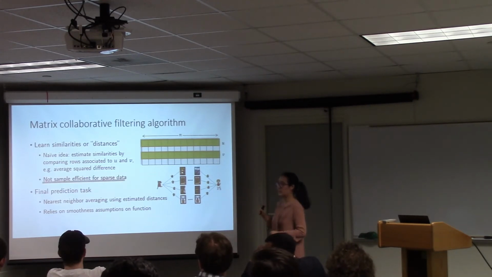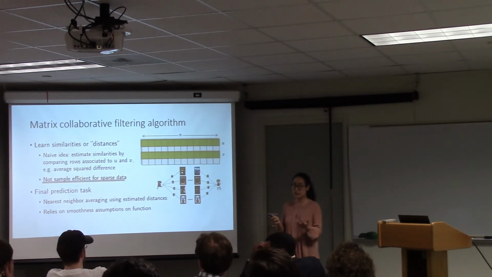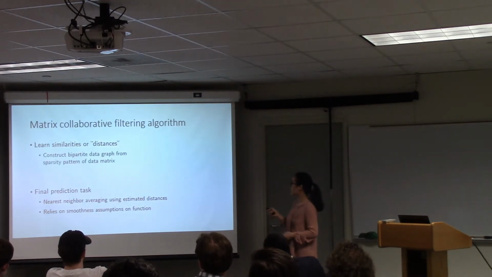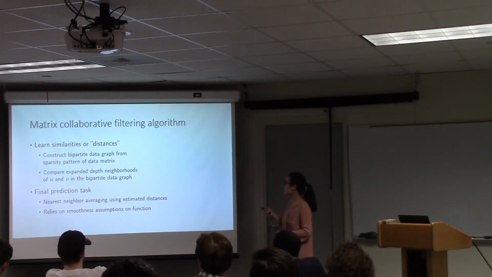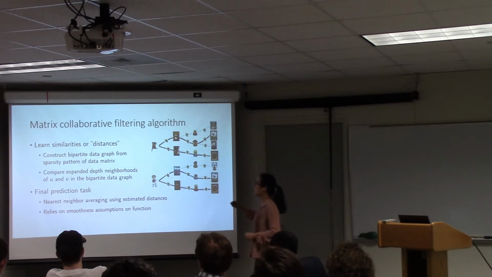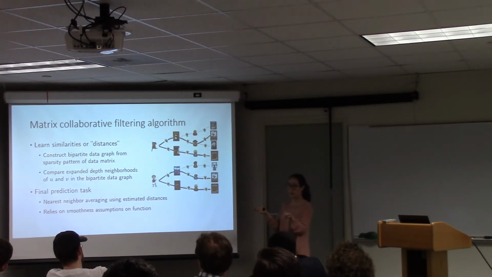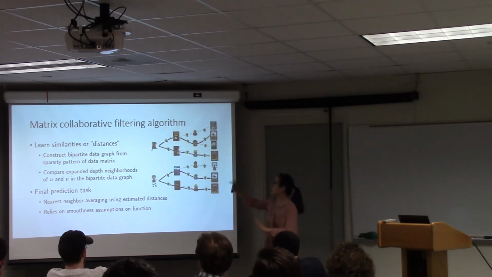But because this was not sample efficient for sparse data sets, we can extend this idea to say instead we're going to compare expanded depth neighborhoods of vertices U and V in the bipartite graph that is constructed from the sparsely observed matrix. Okay, so this is the extension of iterative collaborative filtering for matrices.